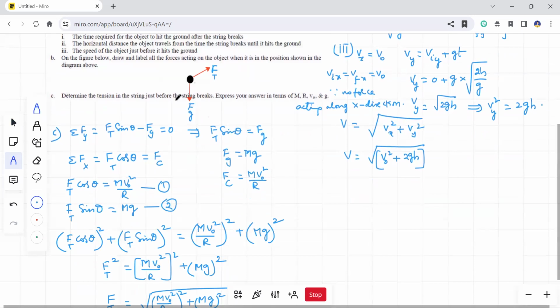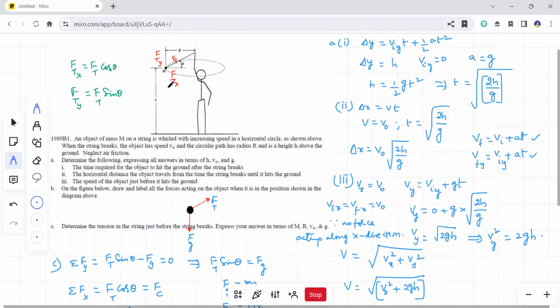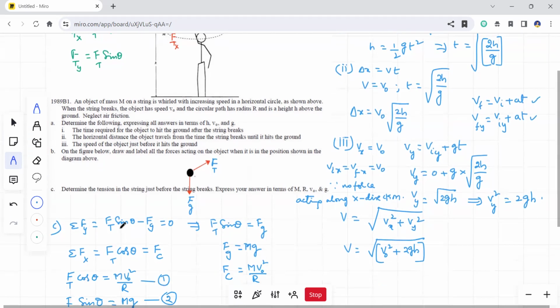Next, determine the tension in the string just before the string breaks. So for that, what we have to do, I will write the force equation for the x component and y component. So sigma Fy is equal to Ft sine theta minus Fg is equal to 0. So here, if you see this one, this is the y component. So y component is upward direction and then downward direction, gravity is acting. Am I right? So therefore, sigma Fy is equal to Ft sine theta minus Fg is equal to 0, or Ft sine theta is equal to Fg.